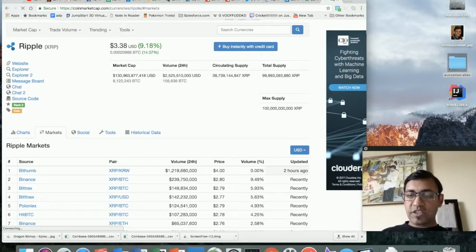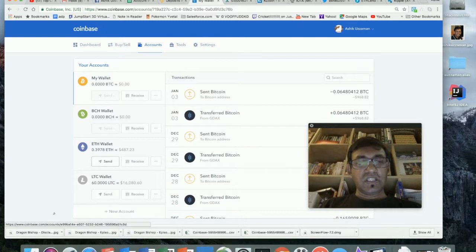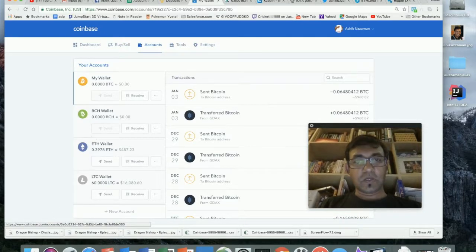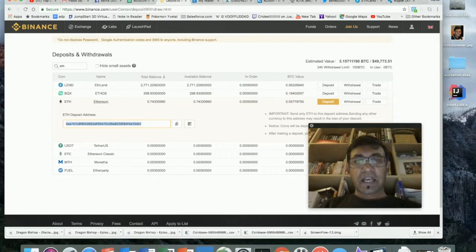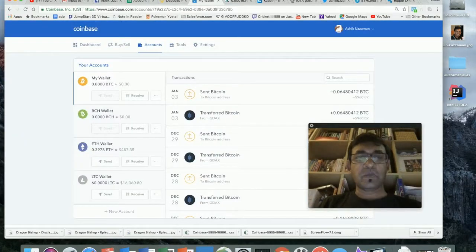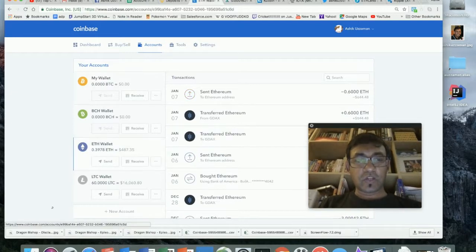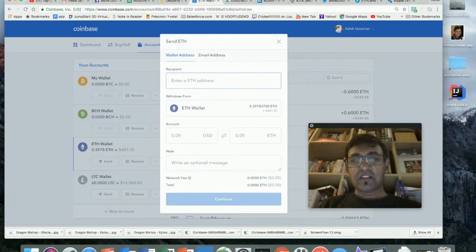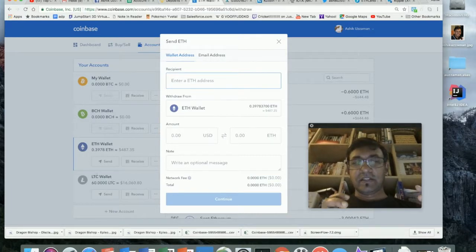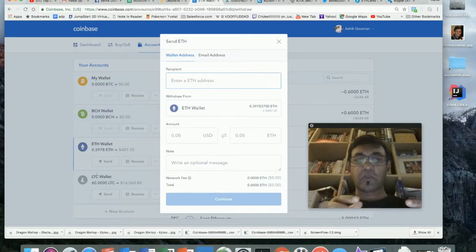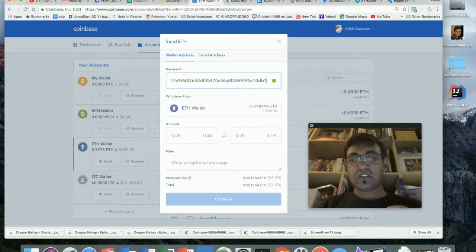So again, sending Ethereum from Ethereum wallet to Binance's Ethereum wallet, right? So we collected the Ethereum wallet address from Binance, right? By copying. Now we go to Coinbase and go to Coinbase's Ethereum wallet and click on send button. Now send tells exactly where you want to send this, to which wallet you want to send Ethereum from Coinbase. So we already copied the Binance Ethereum wallet address, so we paste it here, and then we say how much we want to send. Let's say 0.2.